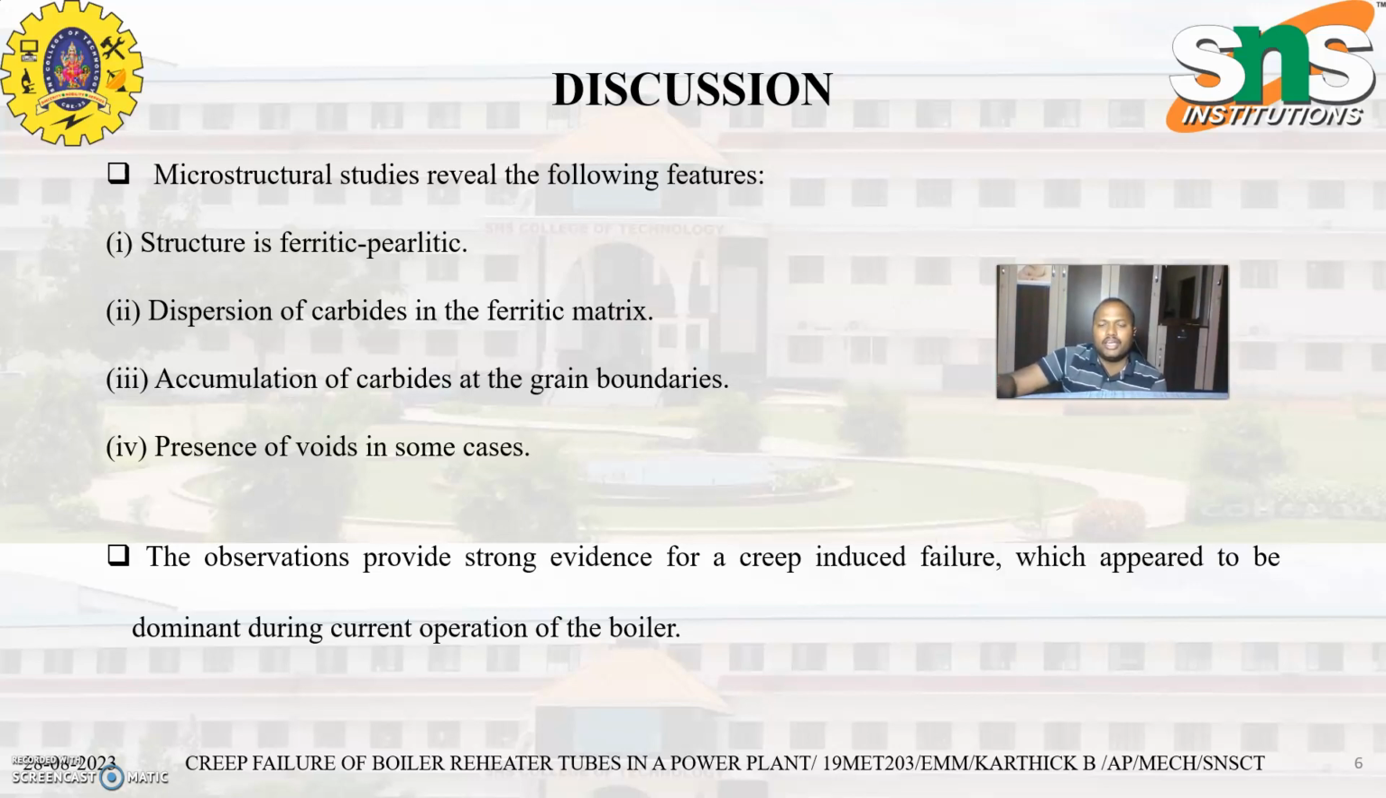Creep failure actually appears as the dominant failure during the current operation of the boiler, so it is no wonder that creep occurs at high temperature. Moreover, it also makes cracks at possible areas, and the crack propagates as the thermal stress goes on increasing.